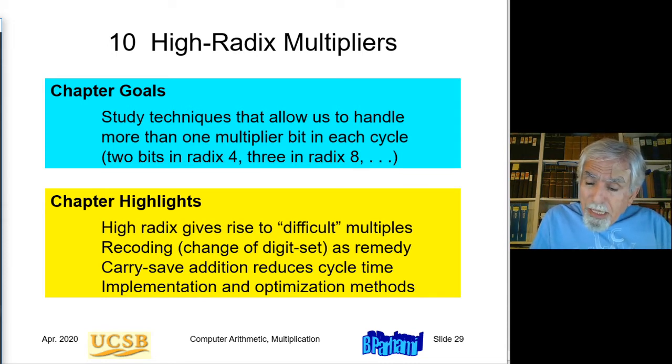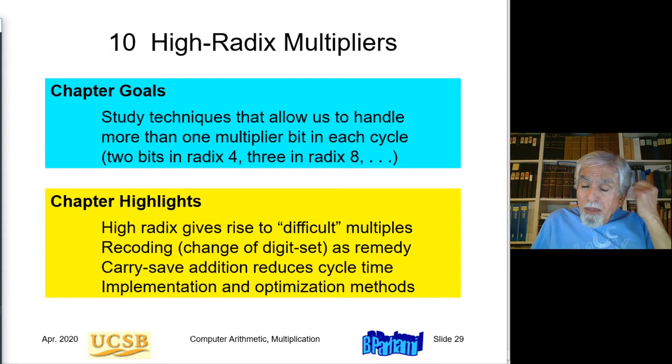So as I said at the end of the previous lecture, there are two main ways of speeding up multiplication over the simple bit-at-a-time scheme, which takes k cycles for k by k multiplication. The two classes of methods are: reducing the number of partial products that need to be added so that we can add them faster, and that corresponds to doing multiplication in higher radices.